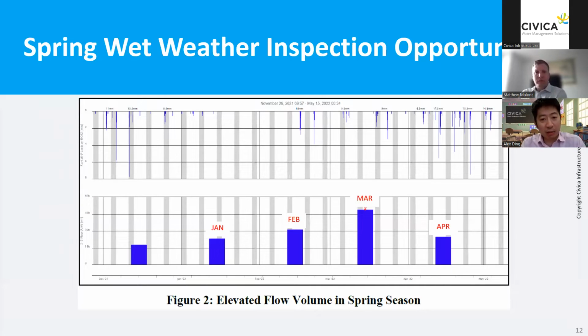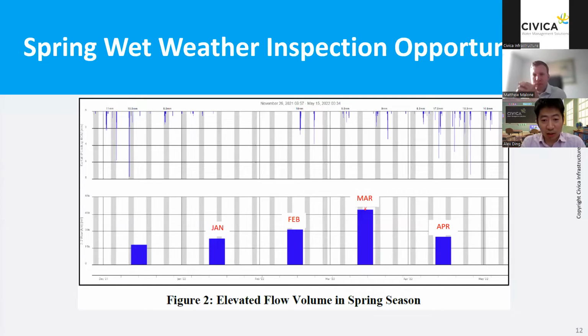Next, I would like to show two examples from our flow monitoring data. This slide shows a flow monitoring result from a catchment area in Lindsay. The blue bar here represents the monthly cumulative volume from January to April. As you can see, the flow volume almost doubled in March in comparison to January. And this is because of the snow melt and groundwater infiltration going into the sanitary sewer.